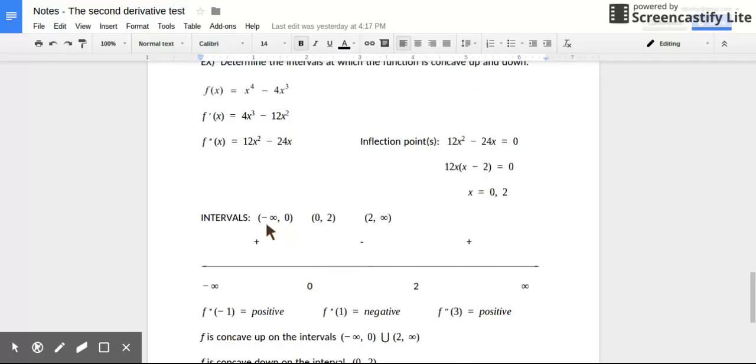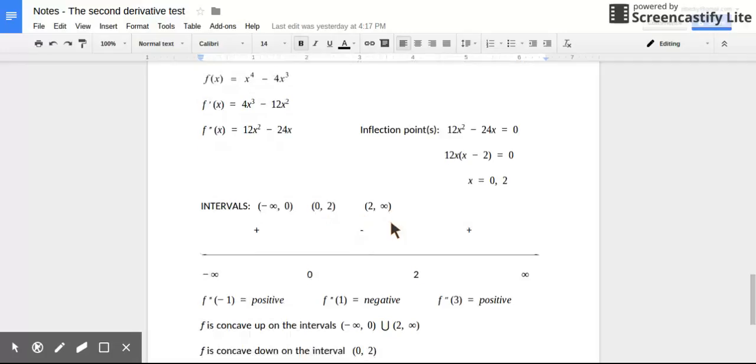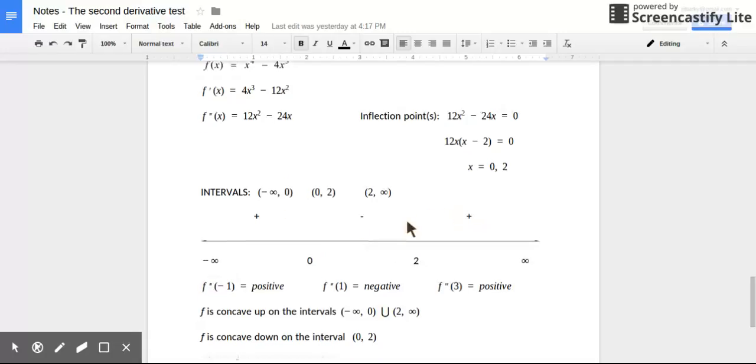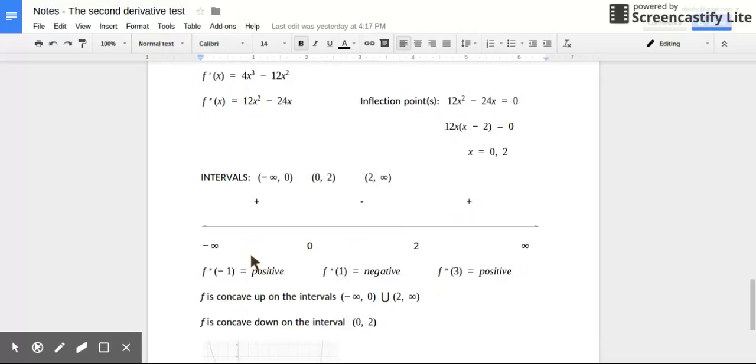So we'll set up an interval from negative infinity to 0, then in between 0 and 2, and then from 2 to positive infinity. So we can draw ourselves a little number line with those intervals on it. And then up above, we can state the results of our second derivative test. So I'm going to plug in values that are on these intervals into my second derivative.